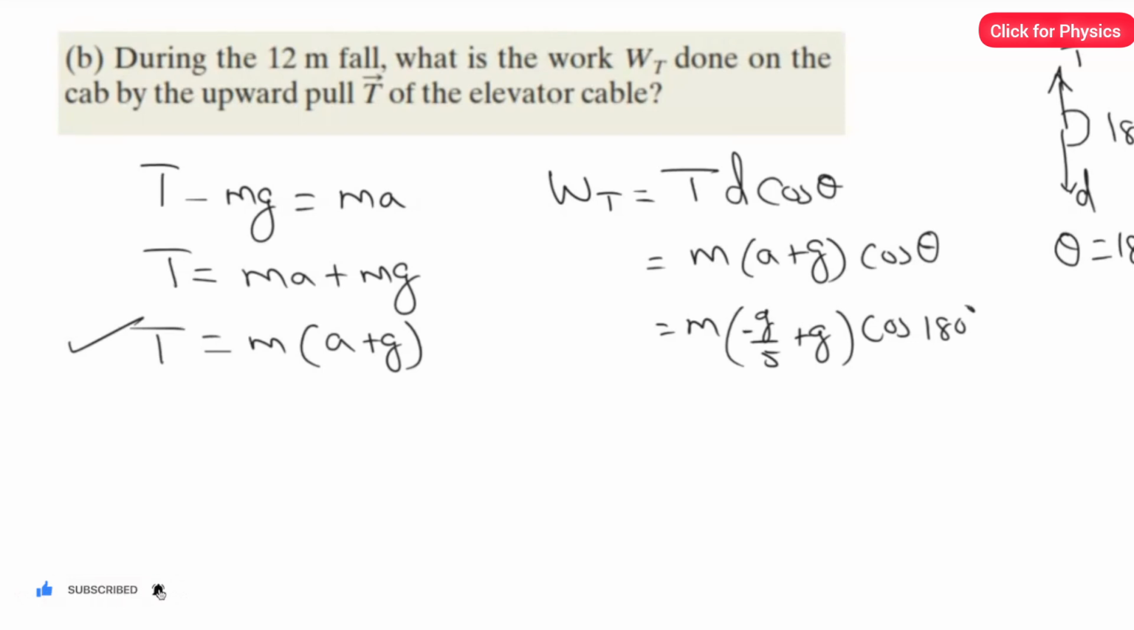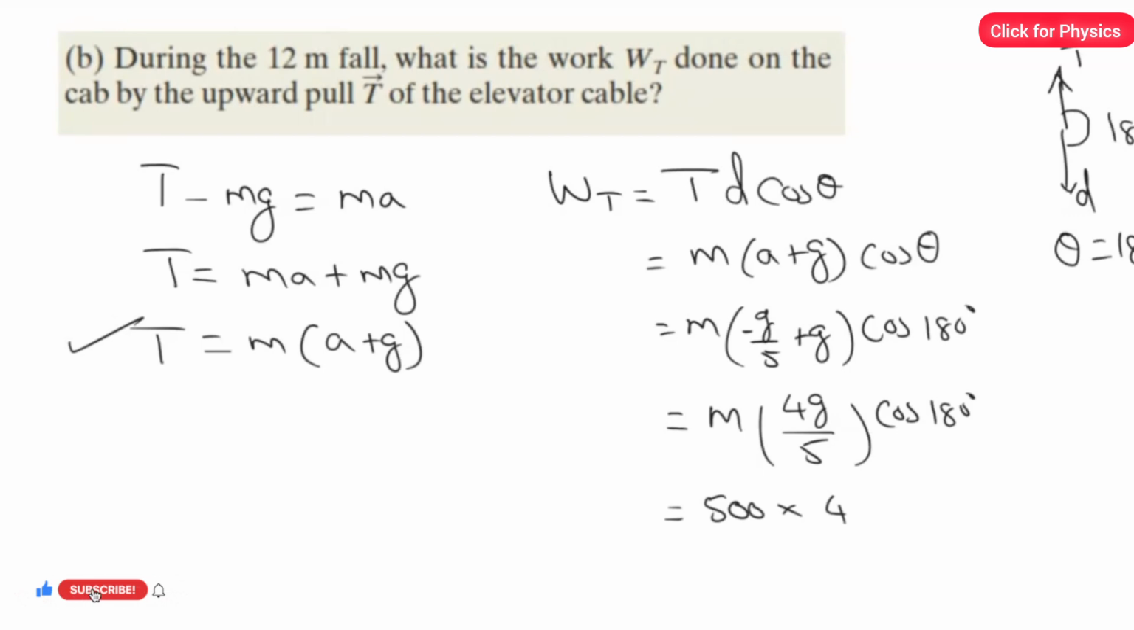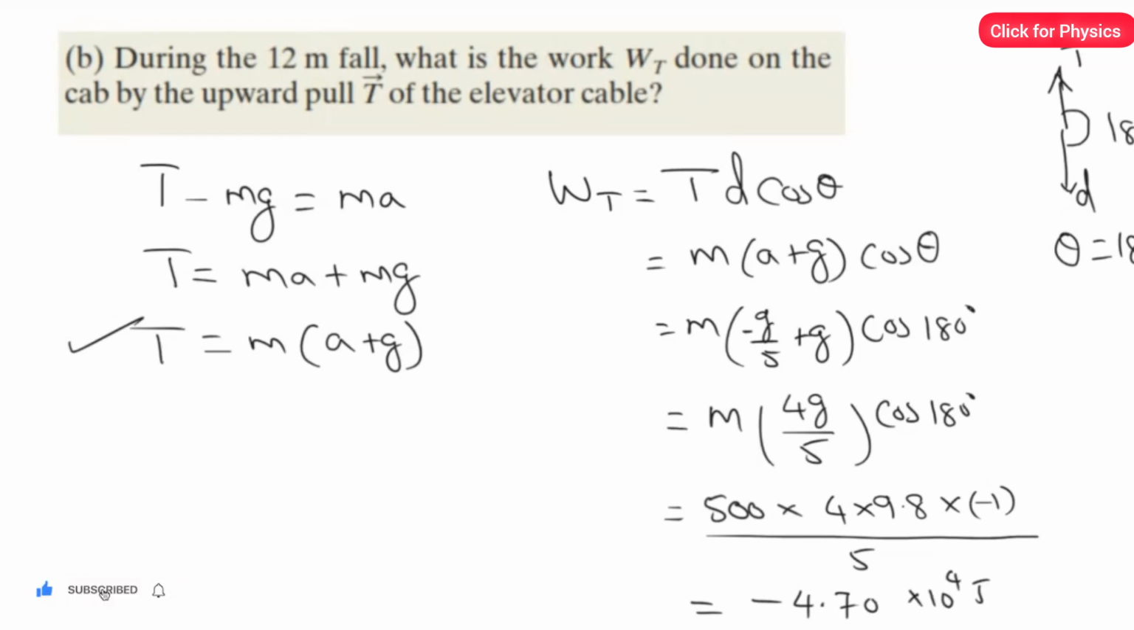When you rearrange these equations, we will get mass multiplied by 4g over 5 multiplied by cosine of 180 degrees. Cosine of 180 is equal to minus 1. So here we substitute the mass of the elevator, which is 500, multiplied by 4, multiplied by 9.8, cosine of 180 is minus 1, divided by 5. So we got the answer as minus 4.70 multiplied by 10 to the power 4 joules. This is the work done by the tension. Clear?